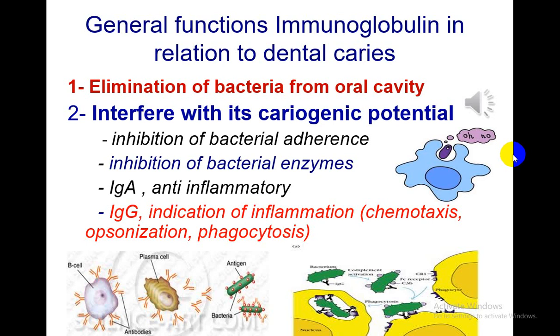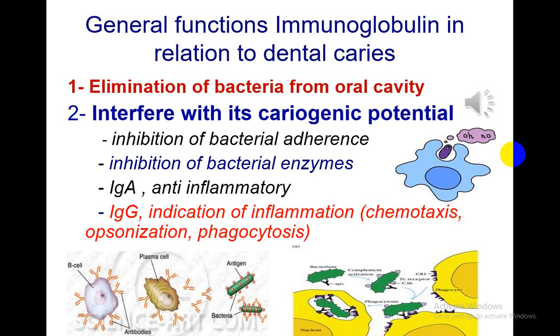The general function of immunoglobulin in relation to dental caries involves, first, elimination of bacteria from the oral cavity. Second, interference with the cariogenic potential of cariogenic bacteria. This is through inhibition of bacterial adherence, by blocking of adherence determinants, or by agglutination of bacteria. Third, through inhibition of bacterial enzyme systems necessary for metabolism and growth of these bacteria.